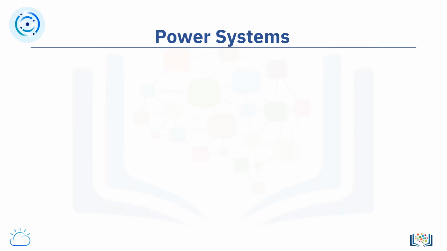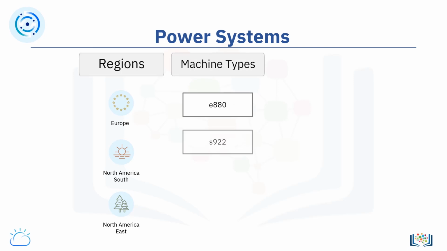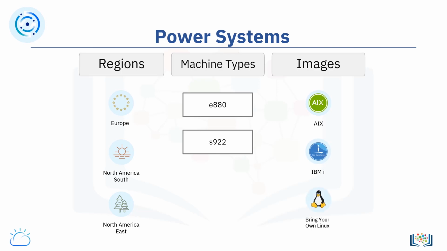Let's look at the power system server. They're used to deliver flexible compute capacity for power system workloads. They can be deployed to specific data centers in Frankfurt, London, Toronto, Washington, and Dallas. You can choose between the E880 and S922 machines. And you can choose from various AIX and IBM I images, or bring your own.